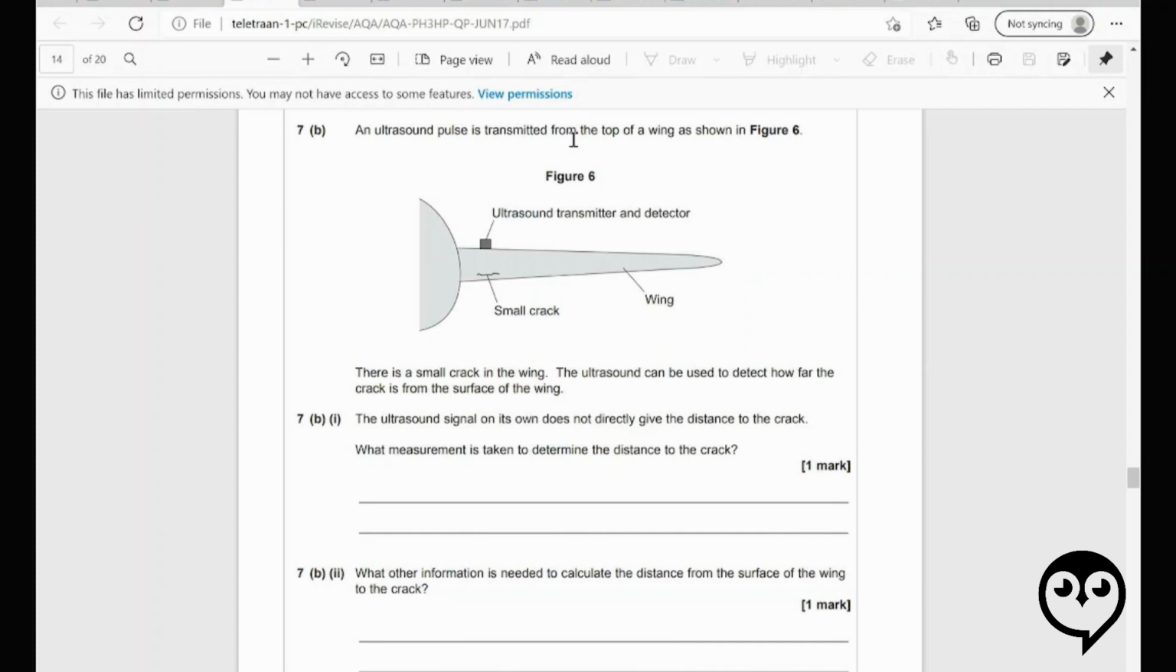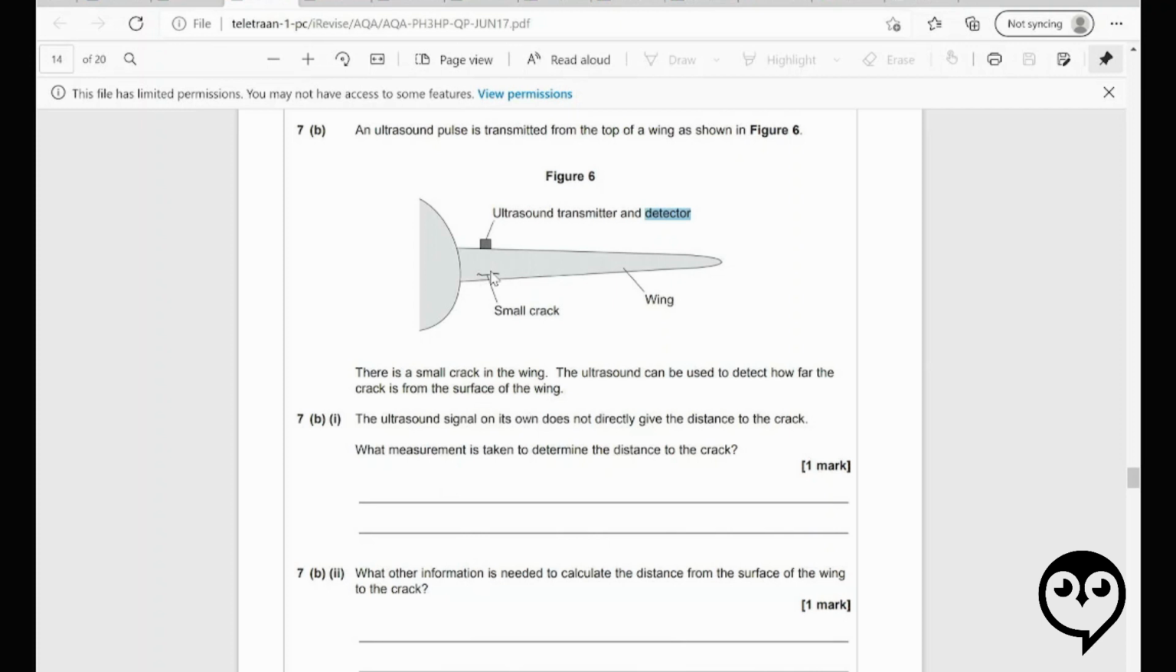Here, ultrasound is transmitted from the top of the wing, and there's a small crack. The ultrasound can be used to detect how far the crack is from the surface of the wing. Is it on the surface or inside the wing? So the ultrasound signal on its own does not directly give the distance. What must be measured? Well, there'll be a reflection backwards, and the detector is up at the top as well. So we're going to measure the time it takes for the echo, the reflection, basically.